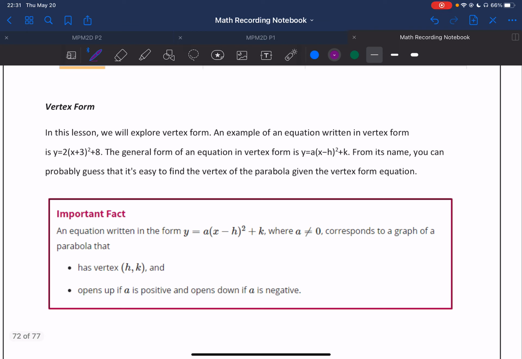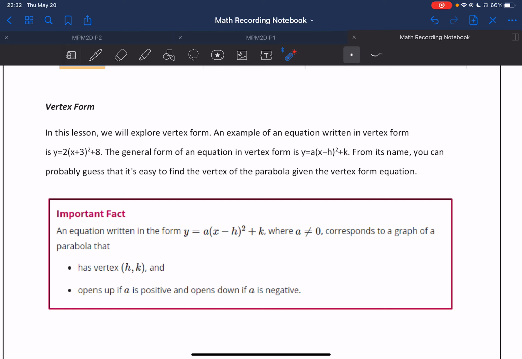The last form that we're going to be discussing, which is the whole point of this lesson, is vertex form. So an example of an equation written in vertex form is y equals 2(x plus 3) squared plus 8. So the general form of the equation is going to be this: y equals a(x minus h) squared plus k.